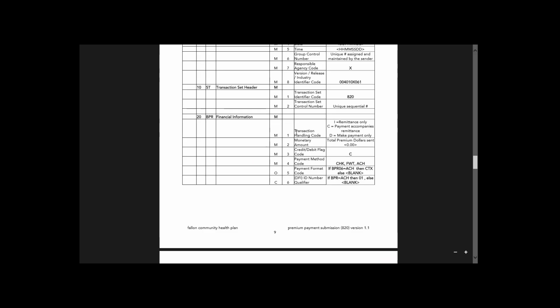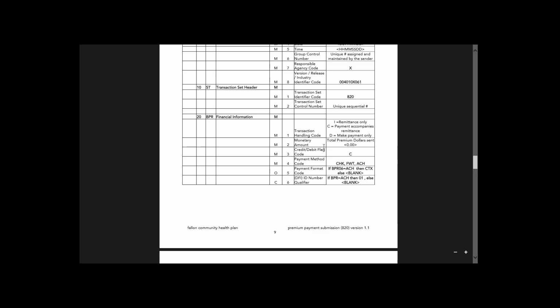As it says here, the transaction handling code can be I or C or D, depending upon how they want to proceed. If it is remittance only, they will send I. If it is payment accompanies remittance, that means the payment has the details with the reasons, they will send C. Make payment only would be D. That means just the payment, no reason, nothing.